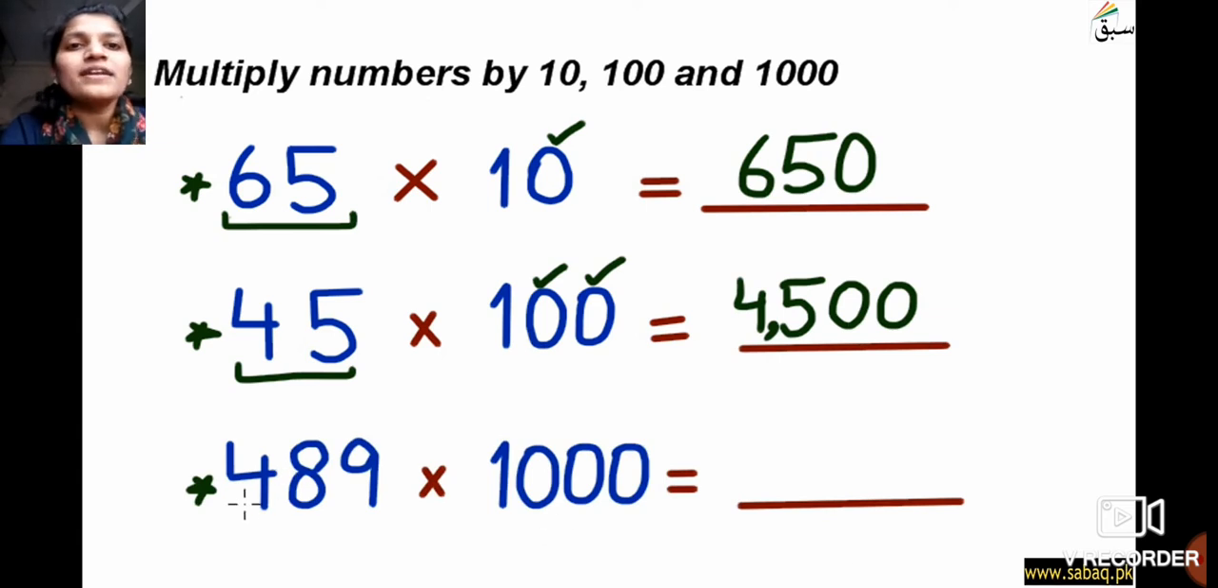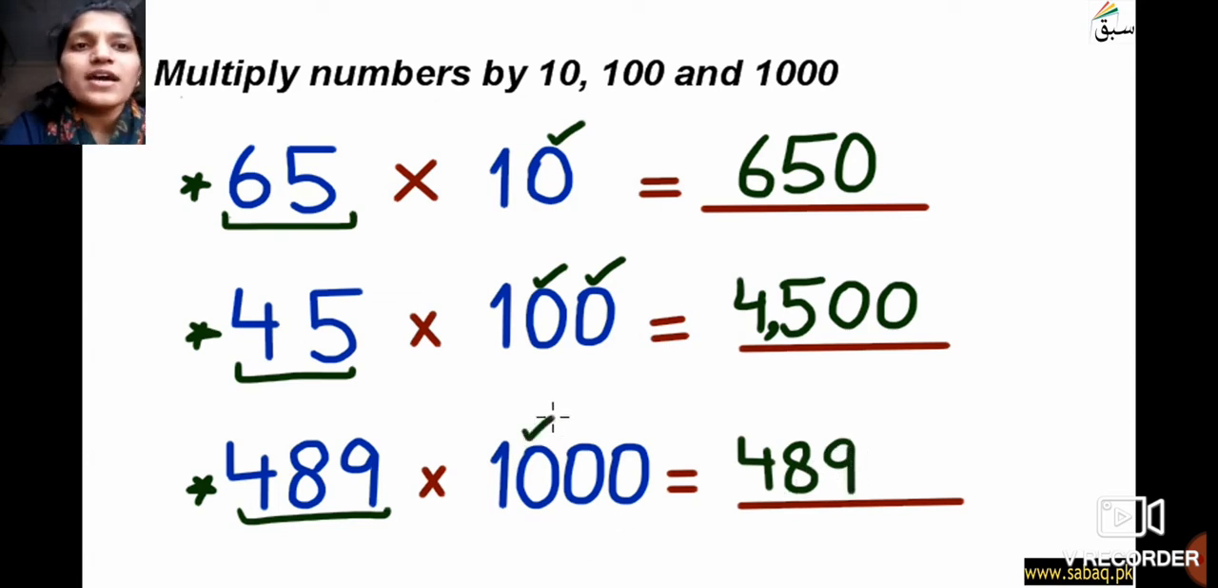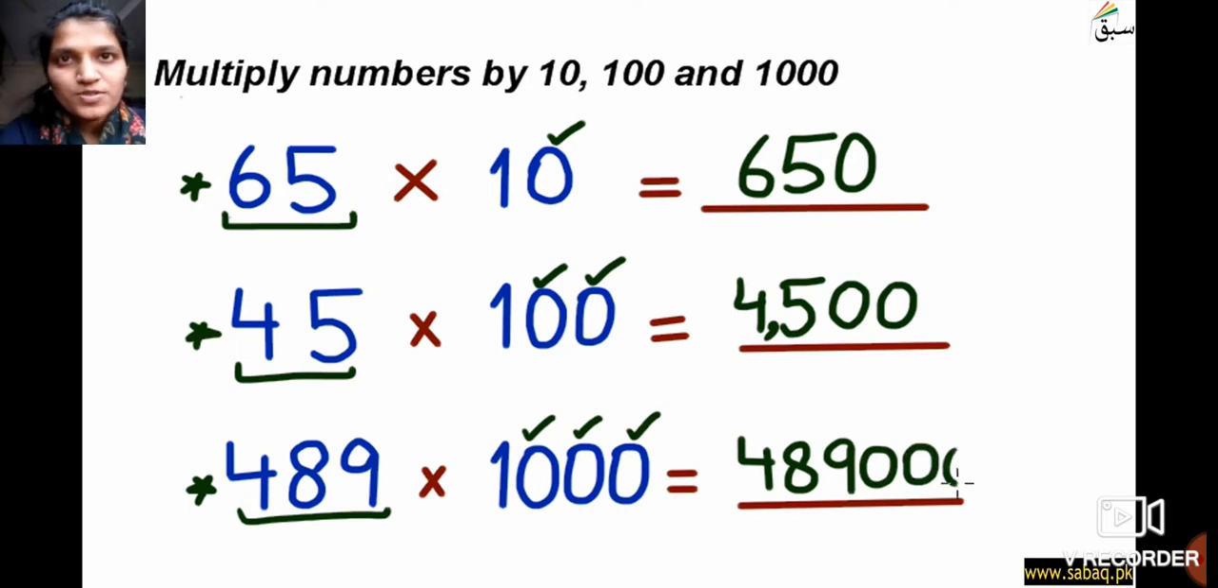Now 489 into 1000. Now we are going to see 1000. So students, first of all we have 489, so we write that number as it is. And now see, in 1000 how many zeros are there? 1, 2 and 3, right? So 3 zeros are there. So after 489 we are going to give 3 zeros. So our answer is ready.